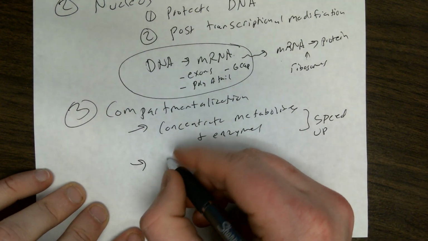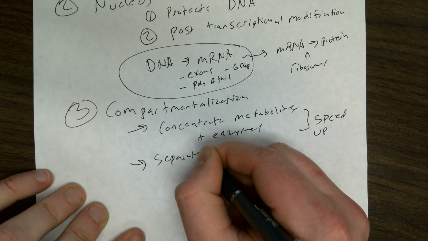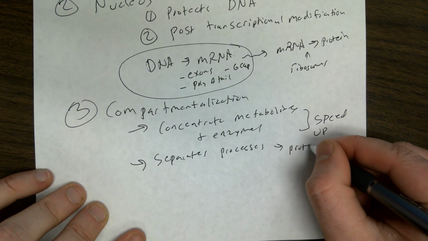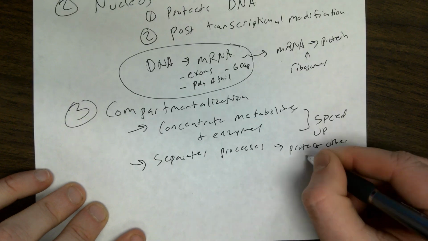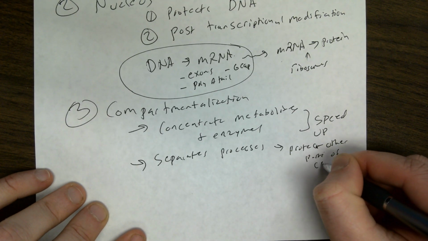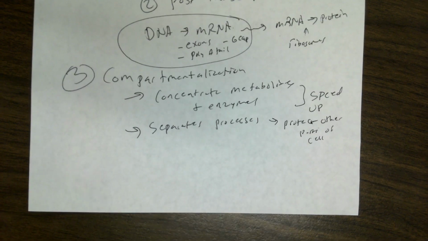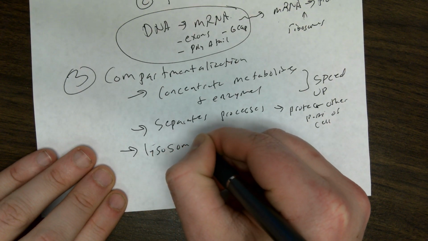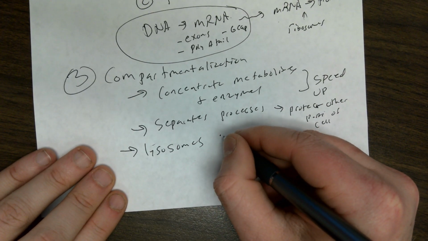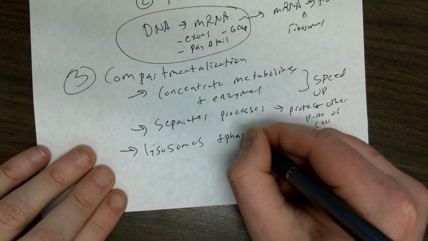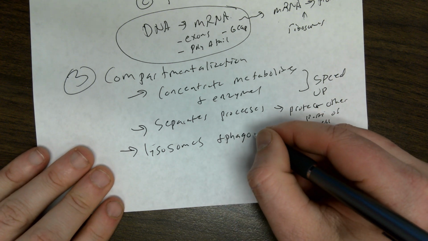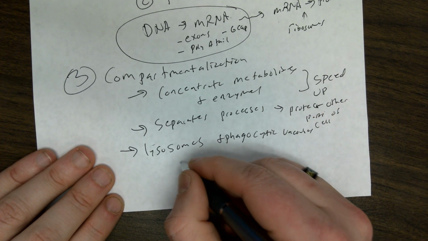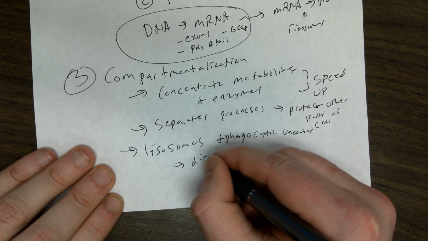And the other thing is it separates processes. And this is all about protecting other parts of the cells. So you have typically in animal cells, we have lysosomes, and then we can also have phagocytic vacuoles. These things are both all about destruction. And so they're all about breaking things apart. And so they have a bunch of digestive enzymes.